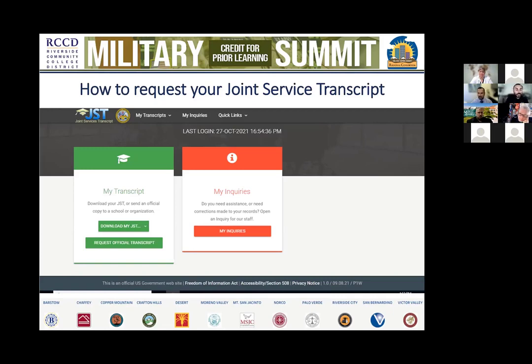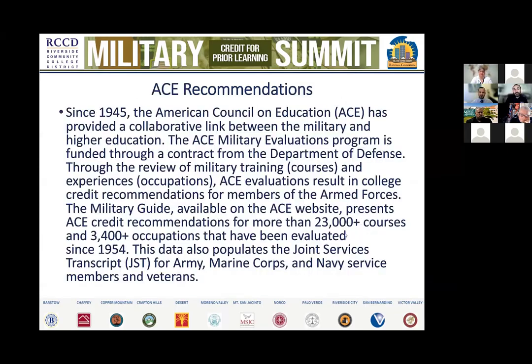And then on the left, you're going to see Download My JST. That's where the student can download it for themselves and they get the unofficial transcript. And then if they request the official transcript, that's where they have it sent to the actual college and university. So that's my portion. Thank you.